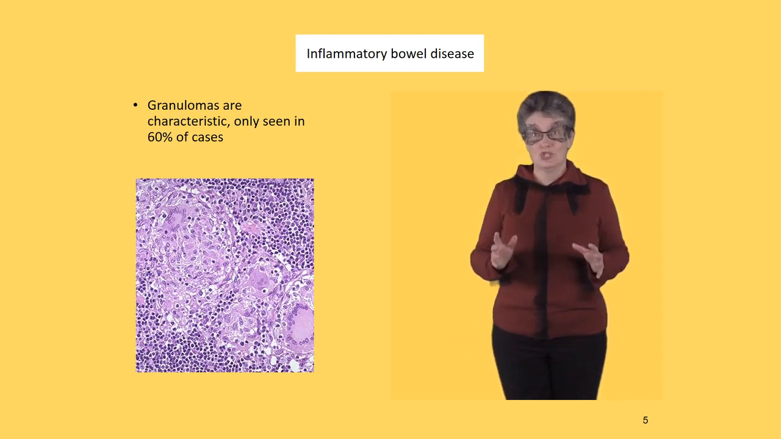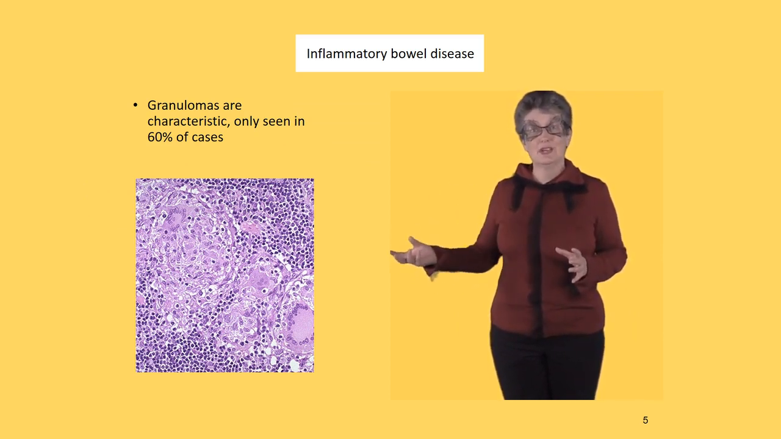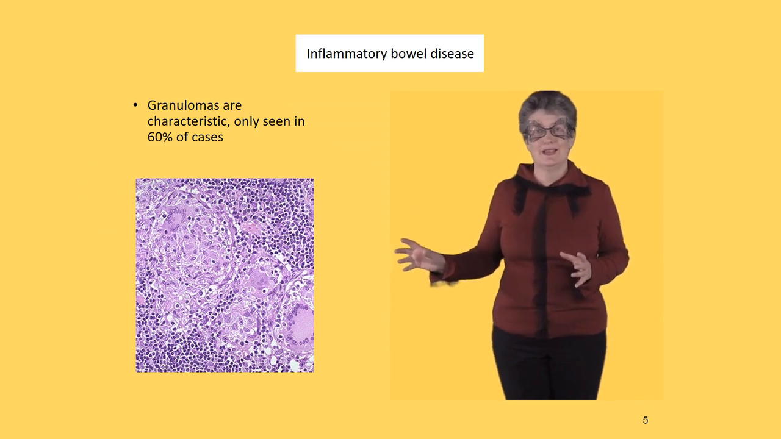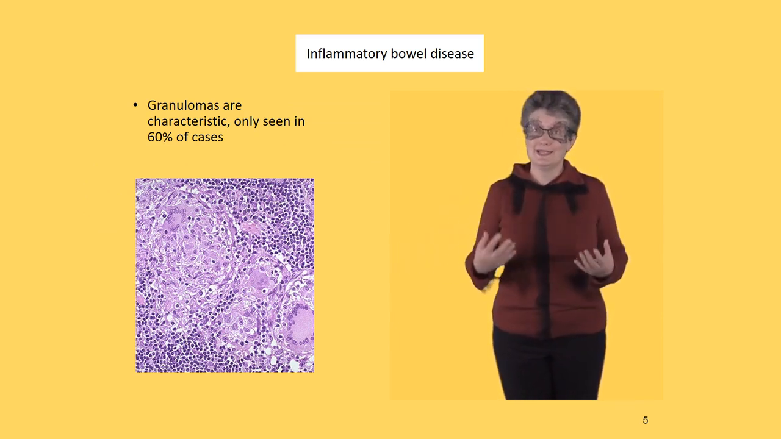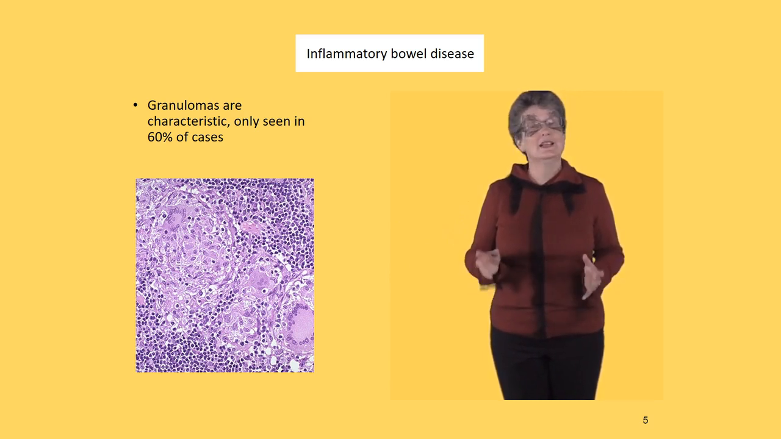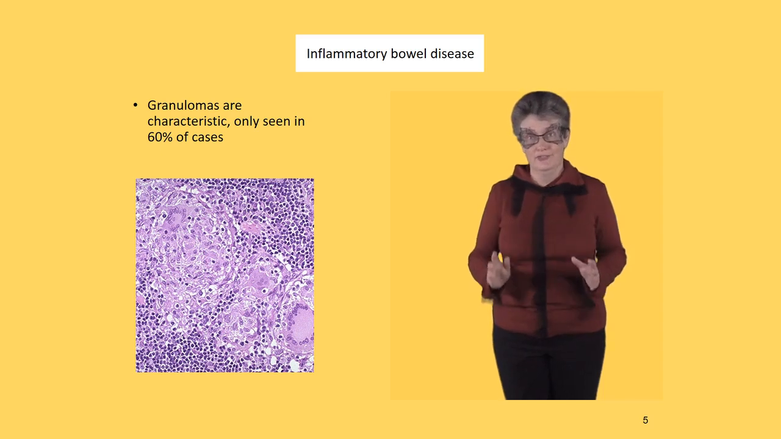The key microscopic feature of Crohn's disease is the granuloma. When you see them, great, we can make a definite diagnosis of Crohn's disease down the microscope, but they're only present in 60% of cases. So in many cases of Crohn's disease, we rely on the other features to diagnose it.